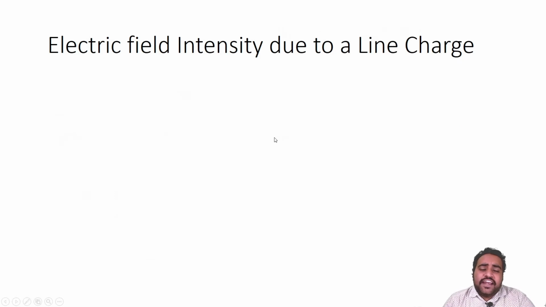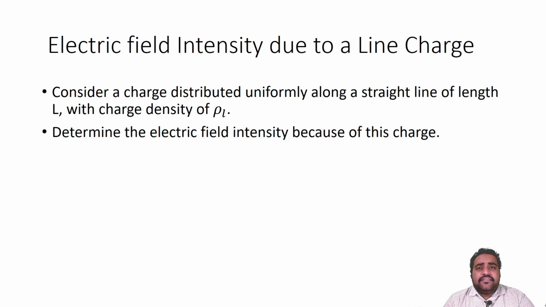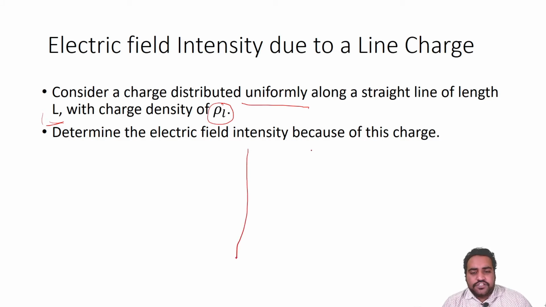Now, electric field intensity due to a line charge. A line is a one-dimensional entity. First, see the question. Consider a charge distributed uniformly along a straight line of length L with the charge density rho L. You may see in the question it has been given that it is a uniform charge distribution. The difference between uniform and non-uniform charge distribution is, for example, consider this wire. Assume this to be a straight line. Now, consider this straight line.